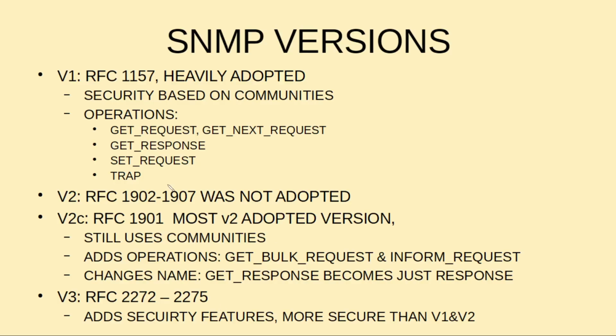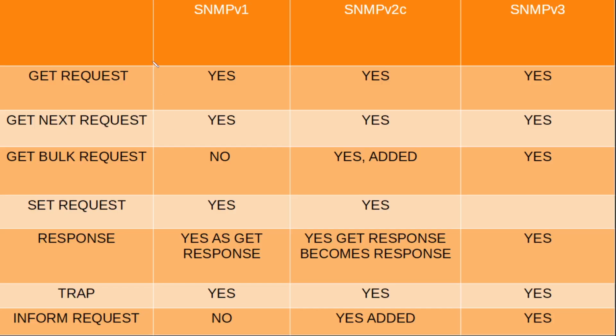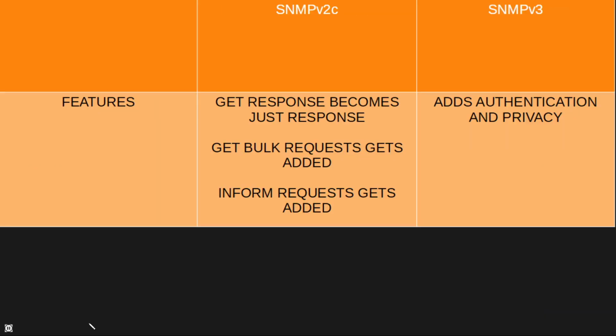Going into more detail, version 1 and 2 are both based on communities. We had these operations with version 1. We had these changes with version 2. Version 3 adds more security. These are the actual operations per version. And remember that with SNMP version 3, we are going to add authentication and privacy.